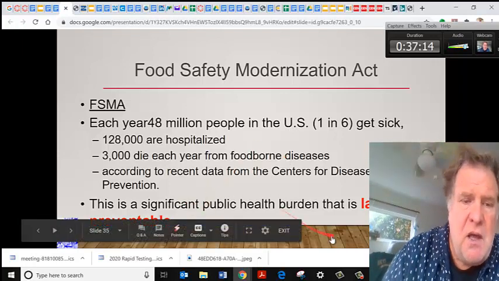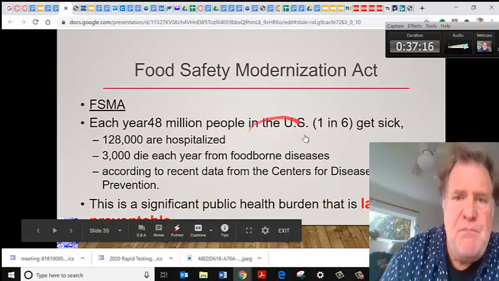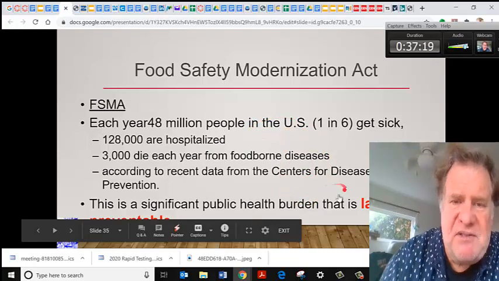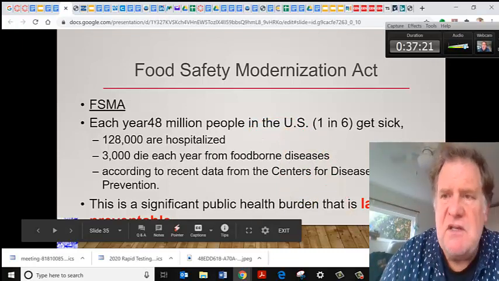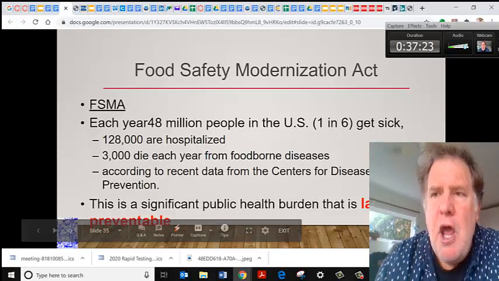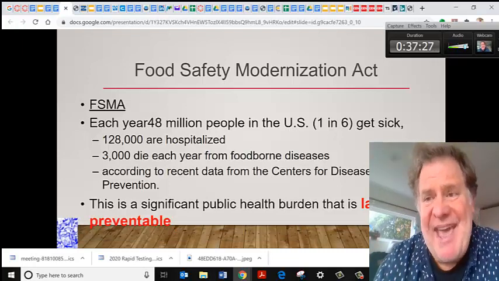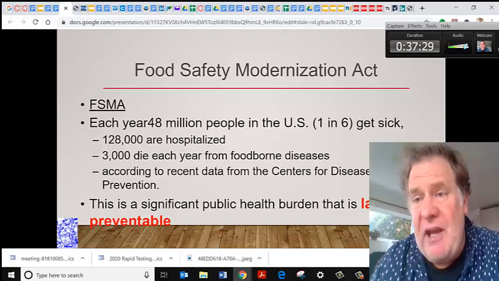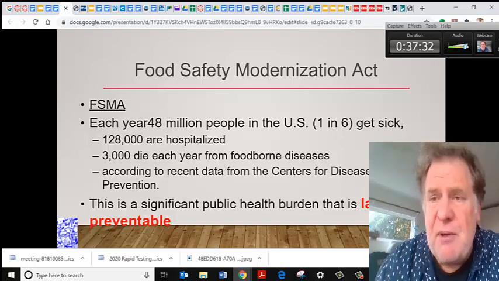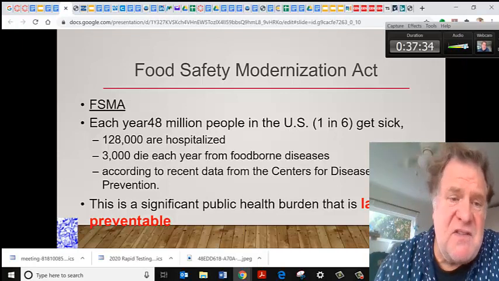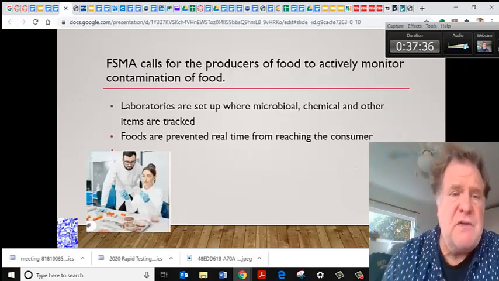And so, again, people getting sick and people dying from foodborne diseases is largely preventable, and we have the resources to prevent that. Again, it's not free, it's not expensive, but it's not free, it costs us a little bit of money. But what we've got to say is those 3,000 people are important.